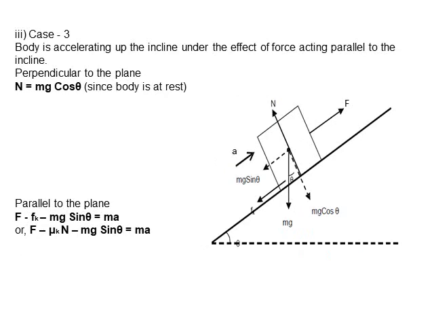For the third case, the body is accelerating up the inclined plane under the effect of a force acting parallel to the incline. For perpendicular direction, N will be equal to mg cos theta, and for parallel to the plane, capital F minus Fk minus mg sin theta will be equal to ma.